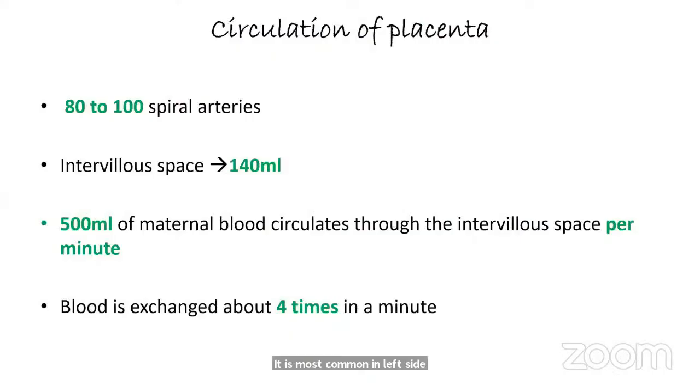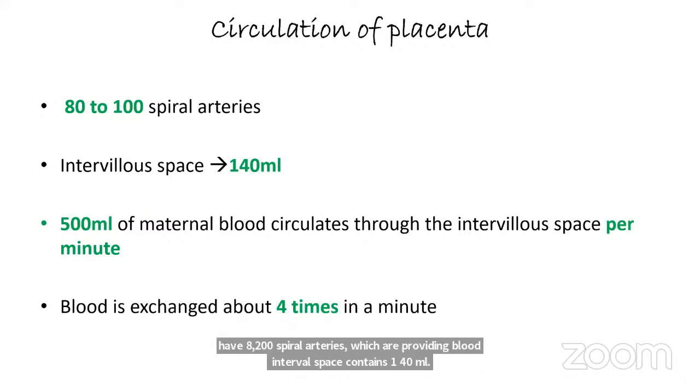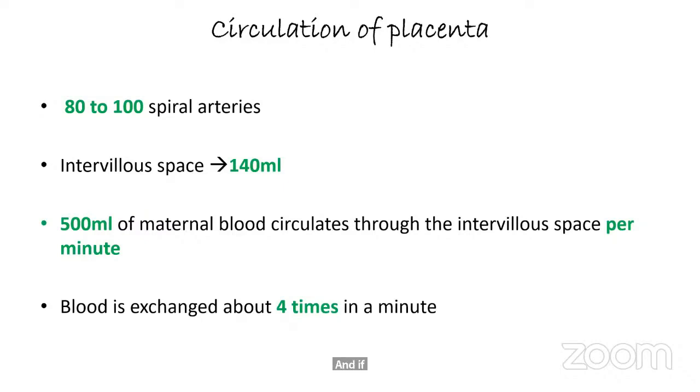Something about placenta. Circulation of placenta, you have 80 to 100 spiral arteries which are providing blood. Intervillous space contains 140 ml and 500 ml of maternal blood circulates through intervillous space. Okay, and blood is exchanged. So since it is 140 ml capacity, it has to go 4 times so that the circulation is maintained.